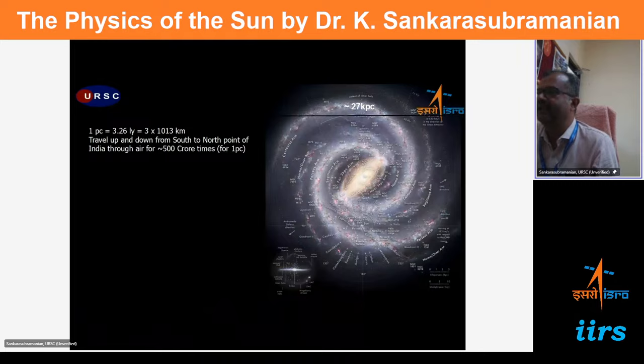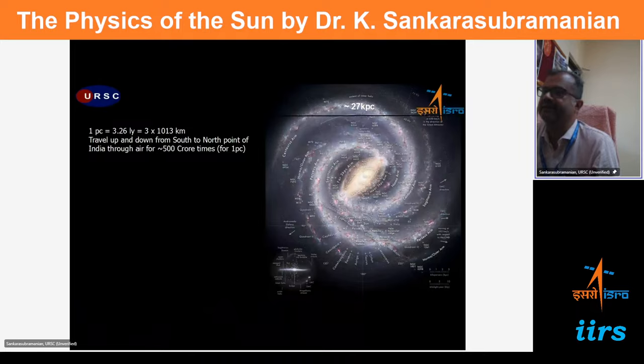If I convert that kiloparsec into a number, it is something like 10 power 13 kilometer, that means one followed by 13 zeros. In other words, for such large distances we usually use the light year. So this is about 3.26 light years. That means to cross the galaxy from one end to the other, it takes about 3.26 light years if you are traveling at the speed of light.